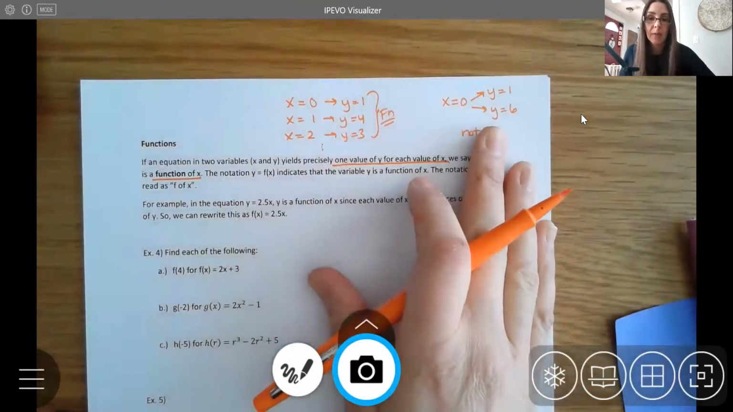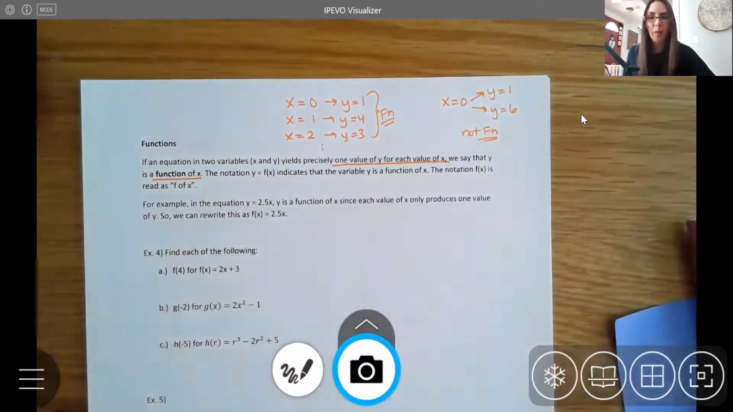Now, we have examples like that. There's nothing wrong with them. They just get a lot more complicated. So we tend to like functions because we know that if we plug in an x value, we're only going to get one answer out. So we do like functions.